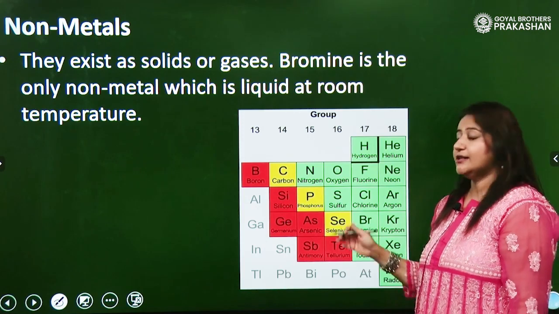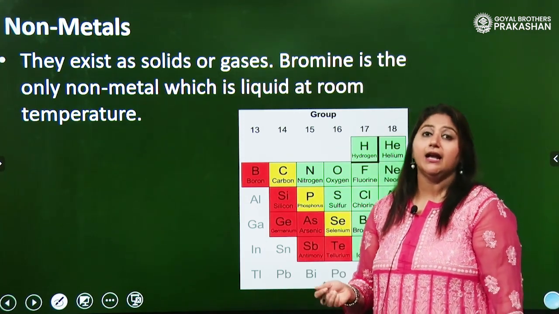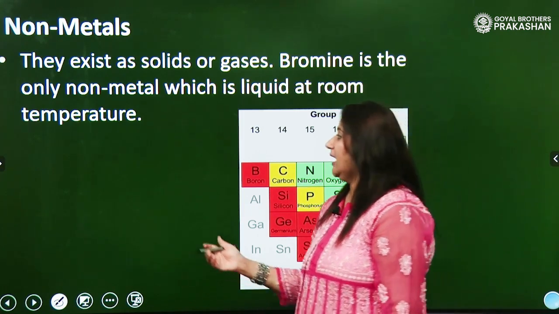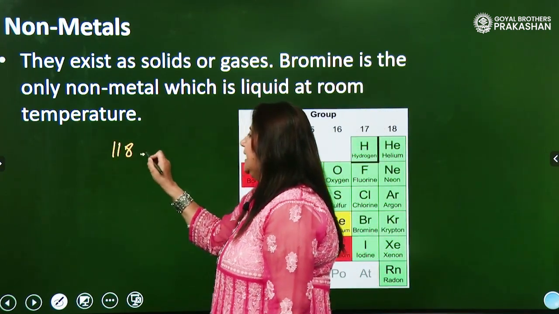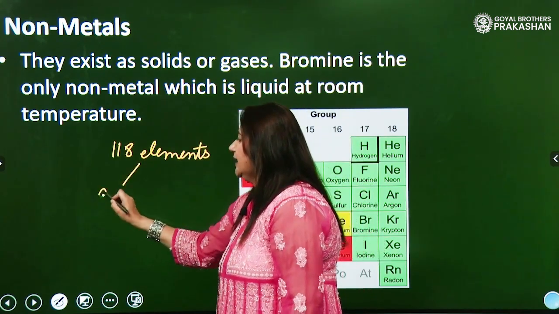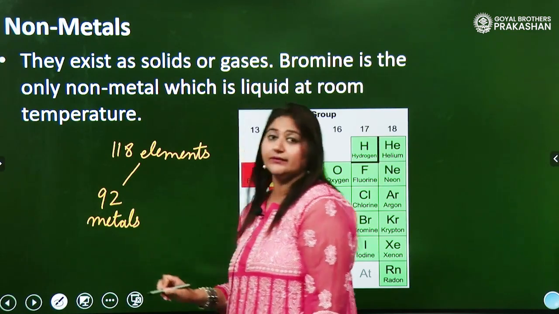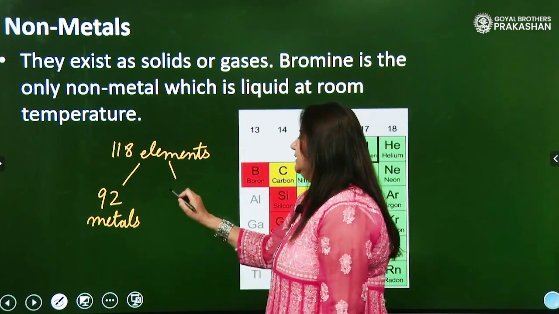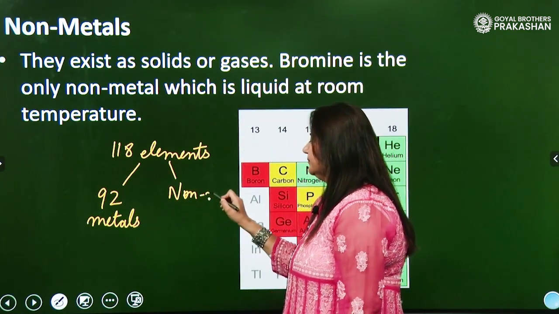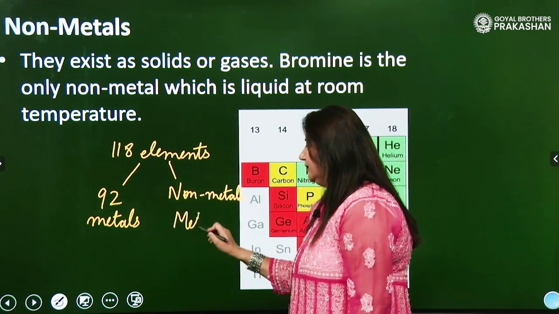So children, as you have seen the periodic table, in the periodic table there are 118 elements known to us, out of which there are 92 metals. And what are the rest? The rest of the elements are either non-metals or they are metalloids, right?